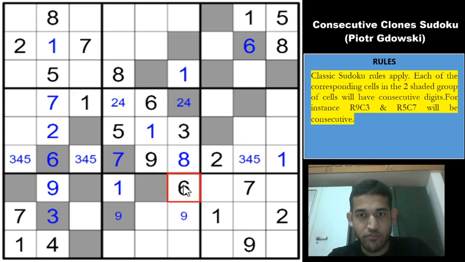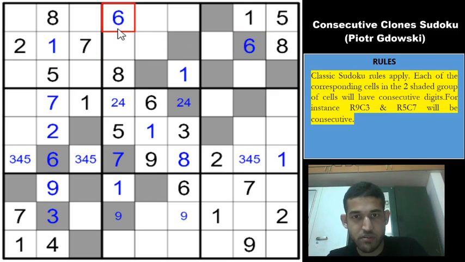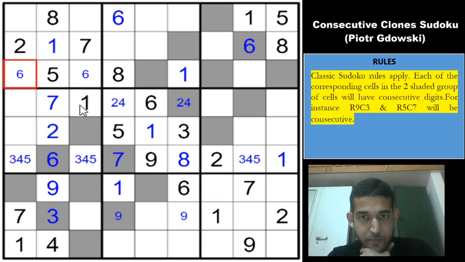Okay, so 6 in column 5 and column 6 will give the 6 in one of these two cells, but we have the 6 coming from row 2, right? So this is not a 6, which means this will be a 6, and that restricts the 6 to one of these two cells, right?